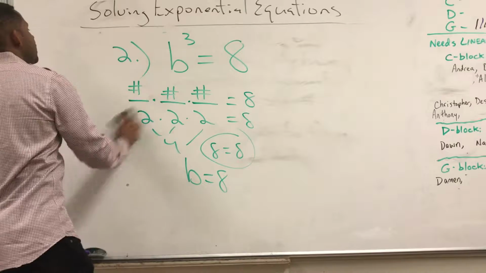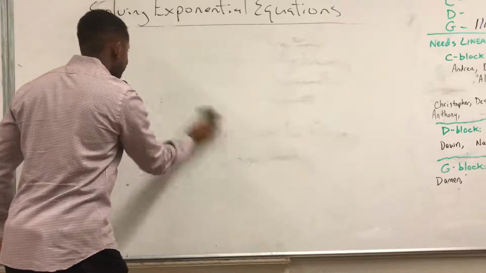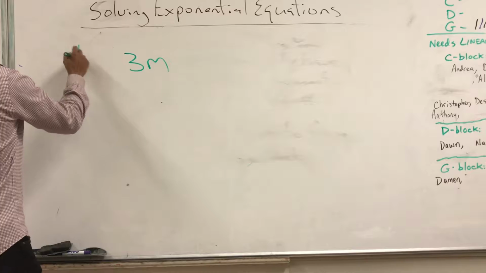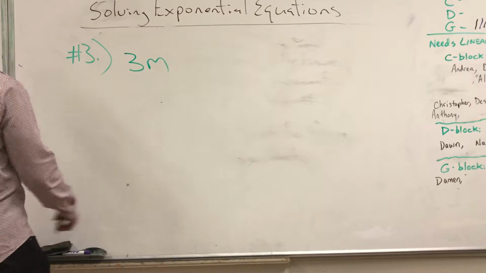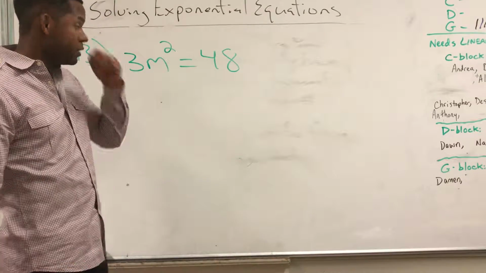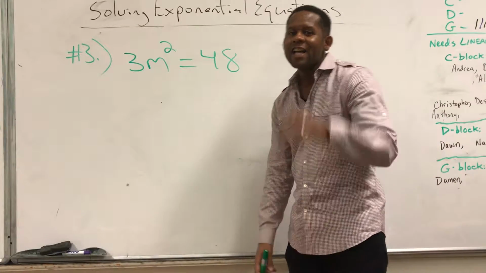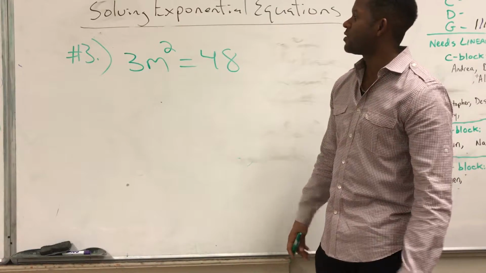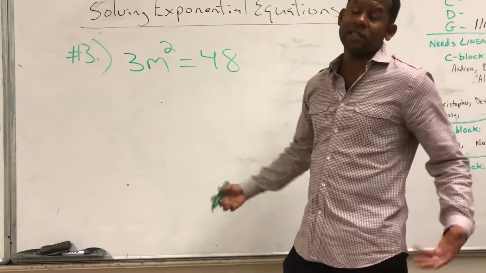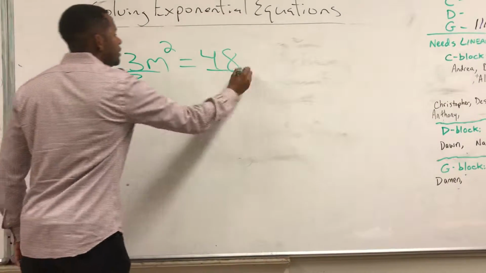Let's go to our third and final example. It says 3m squared equals 48. So step 1 of that process says, let's solve this thing algebraically using the stuff we know. I got to get m by itself, even though in this case it's m squared. How would I do that? Yep, divide by 3, divide by 3.